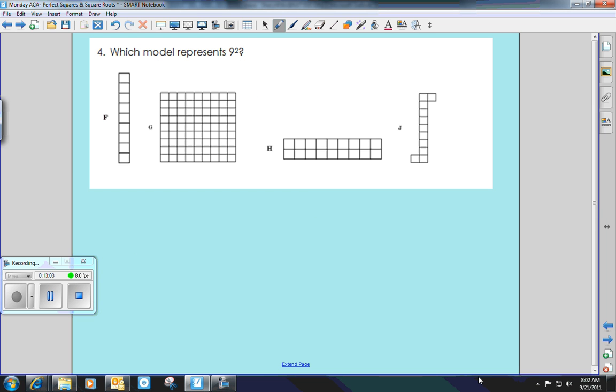Which model represents 9 squared? Which number represents 9 squared, or which model represents 9 squared? And one thing that might help you, if you square 9, which is 9 times 9, you'll get a certain number. And the model should have the same number of pieces in it that the answer to 9 times 9 has.